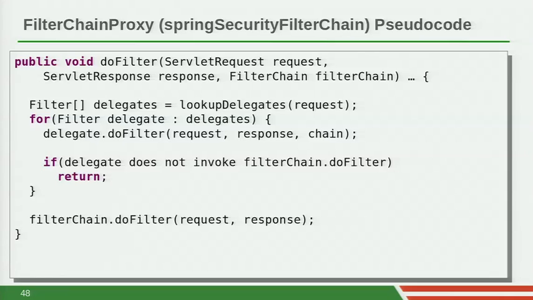Instead of being a single delegate filter, it is actually looking up the filters, plural, that it will invoke for this particular request. So it'll look up all the delegates, and then it'll iterate over each of them, invoking the filter's doFilter method each in turn. And so this is how we are able to create multiple filters in our Spring Security configuration and only have a single filter in our web.xml. And it'll continue iterating over those as long as the FilterChain.doFilter method is invoked. And afterwards, it'll continue with the original filter chain.